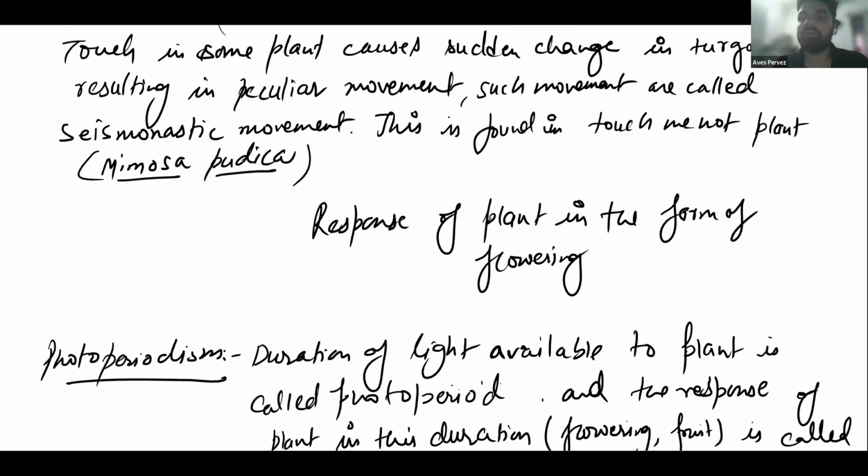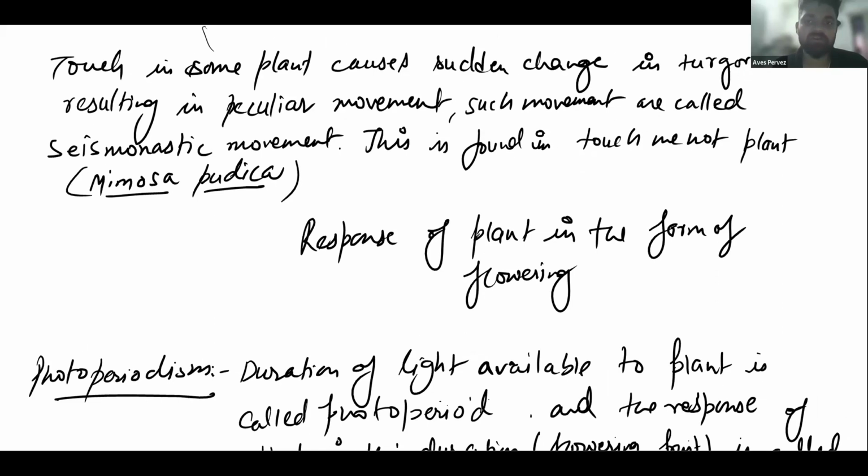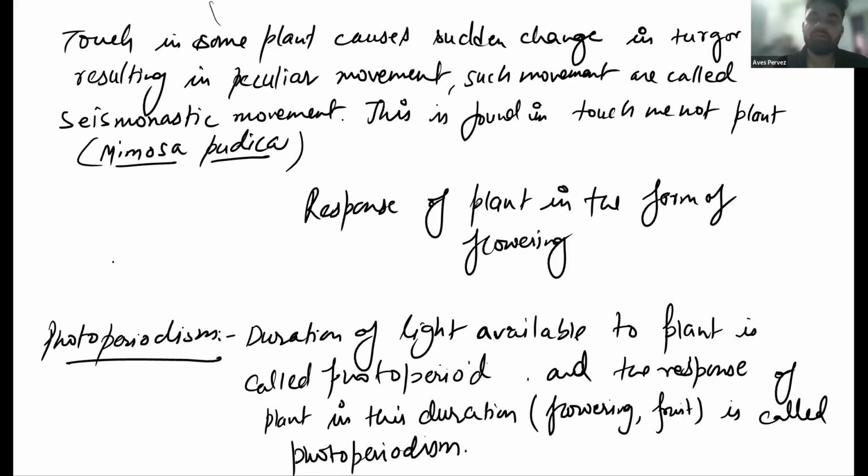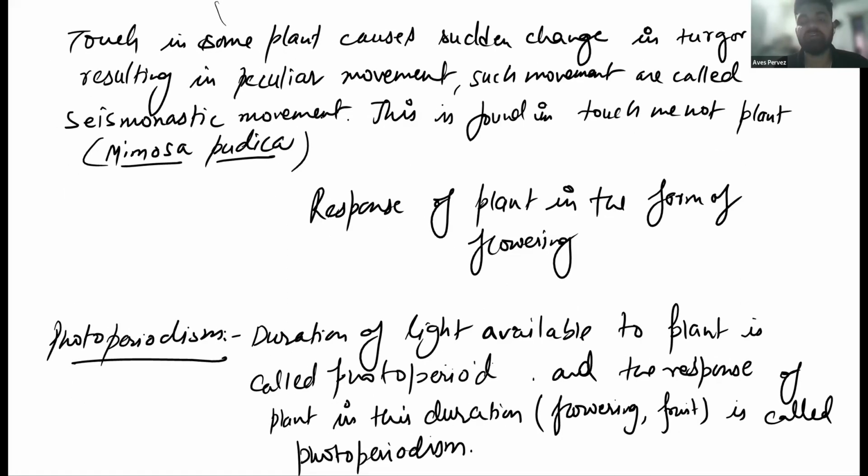Now you have seen the touch-me-not plant. Shoaib, have you seen the touch-me-not plant? The touch-me-not is a plant that, when you touch it, generally closes its leaves. So what happens when we touch the plant? There is a change in turgor pressure. Let me show you what turgor pressure is.